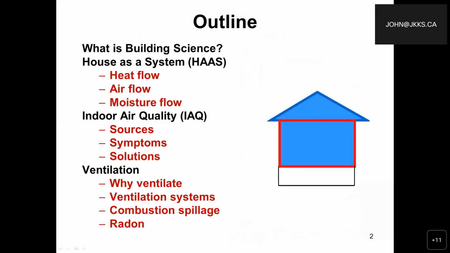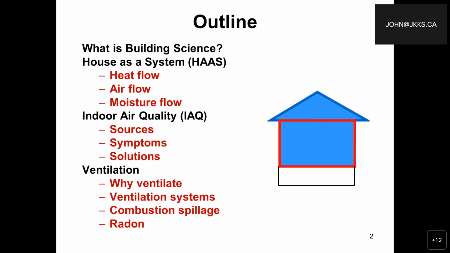So just a little bit of an outline here. I'm going to talk a little bit, obviously, about what building science is. Even from the basic point of view, we want to talk about the house as a system. We're going to talk about heat flow, airflow, and moisture flow. These are the three primary mechanisms that we really want to look at when we talk about building science.